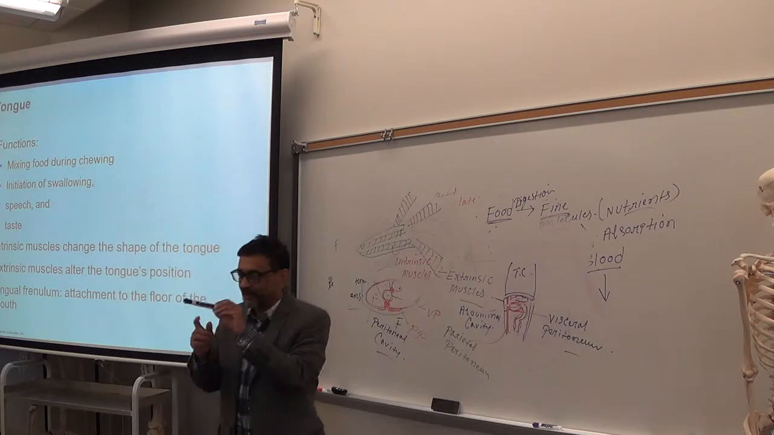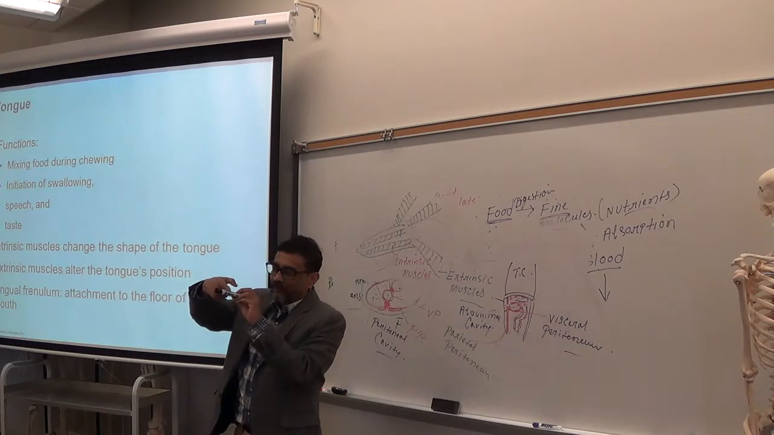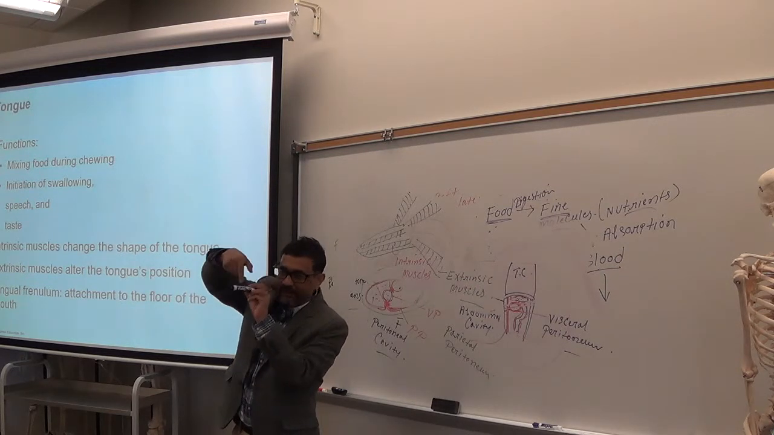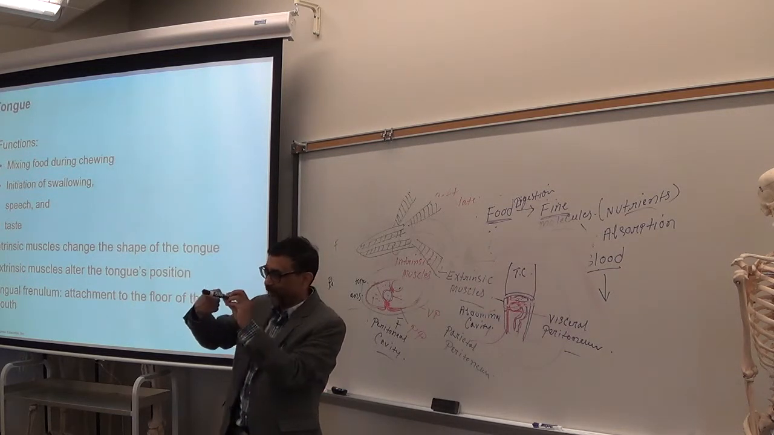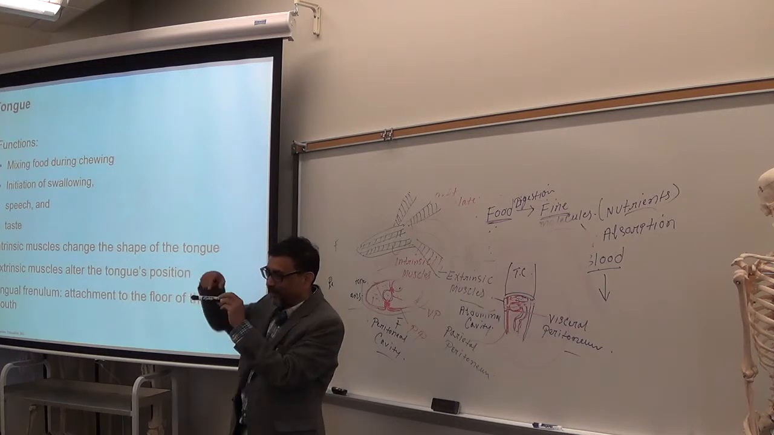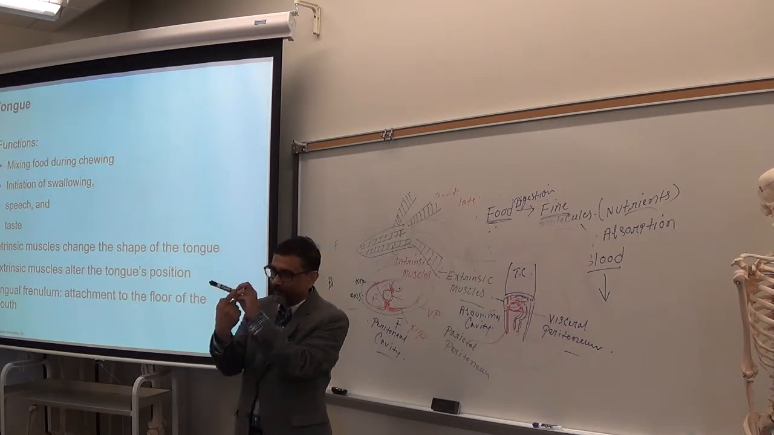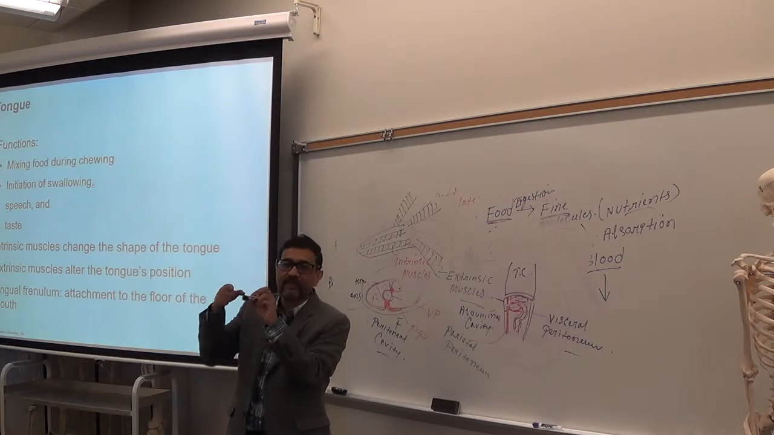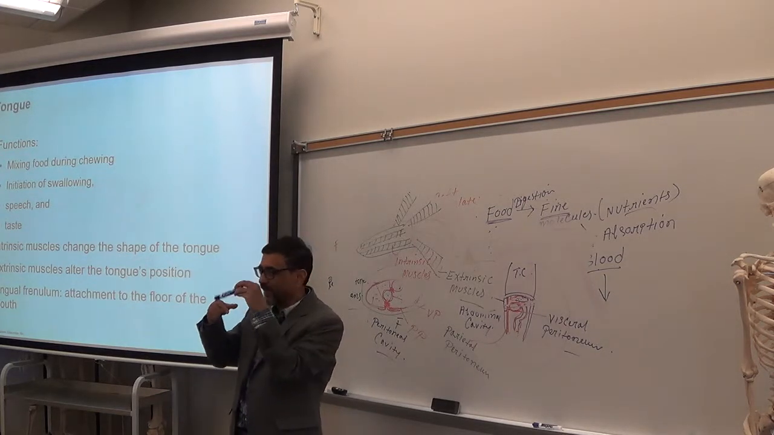Now, this is the tongue. Extrinsic muscles move the tongue in different directions. The muscle coming from this way will move this way, coming from above will move up. So extrinsic muscles help to move the tongue in different directions.